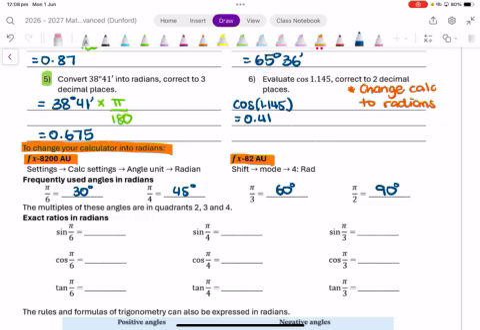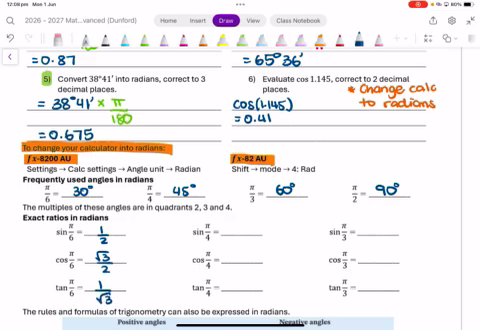Okay, so that is equal to a half. We have cos pi on 6, the same as cos 30, which is root 3 on 2. We have tan pi on 6, the same as tan 30, which is 1 on root 3.